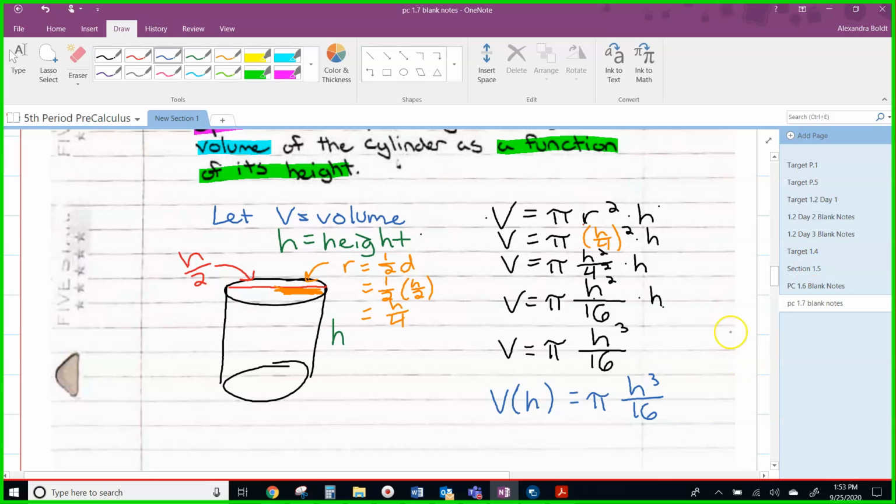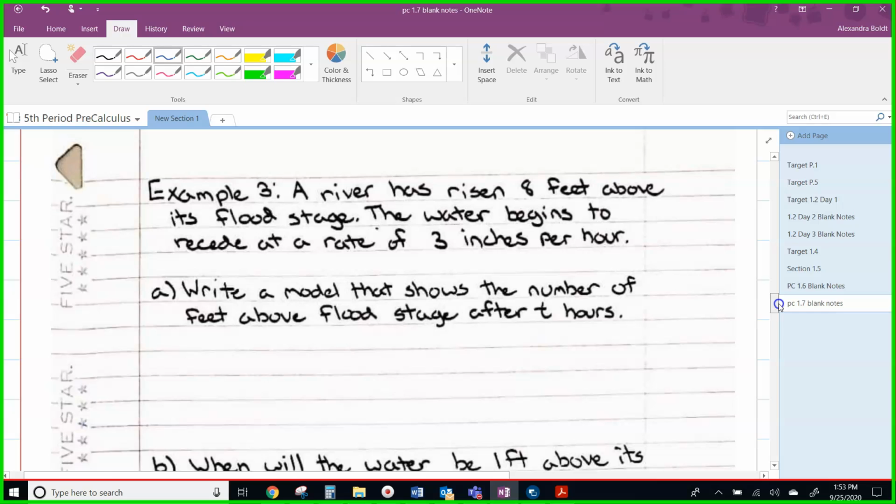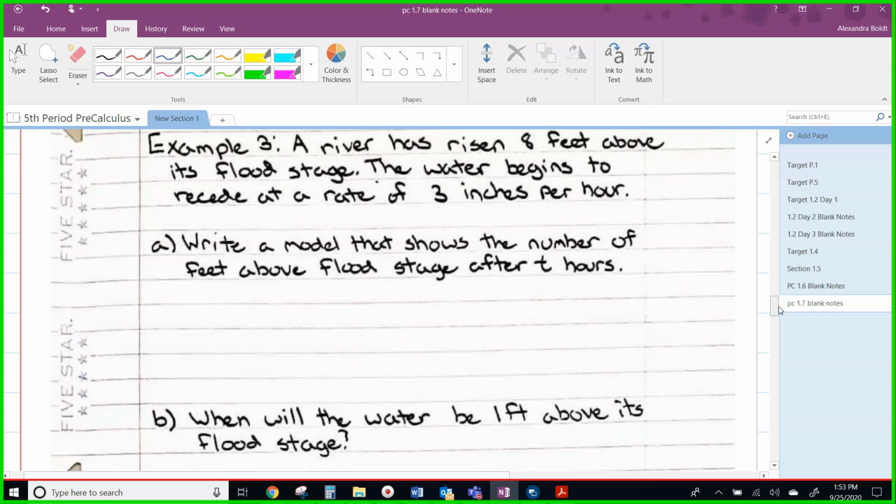Okay. Let's look at one more. Our example 3. A river has risen 8 feet above its flood stage. The water begins to recede at a rate of 3 inches per hour. Write a model that shows the number of feet above flood stage after t hours.